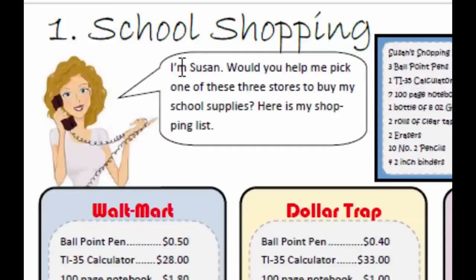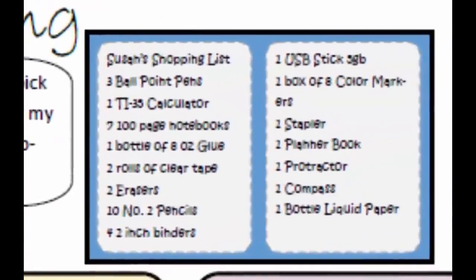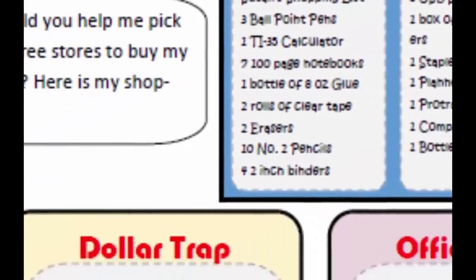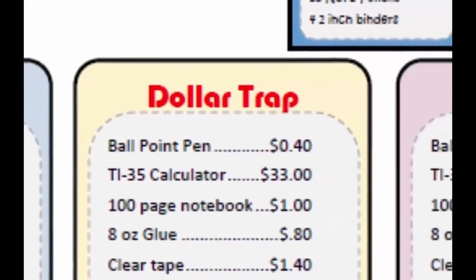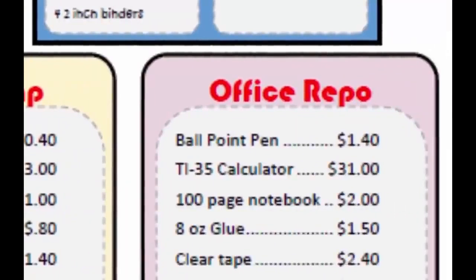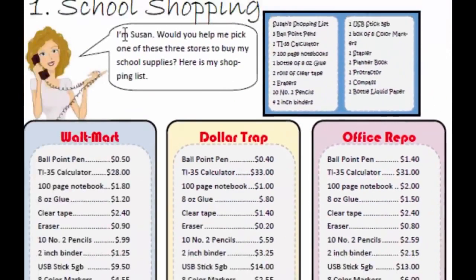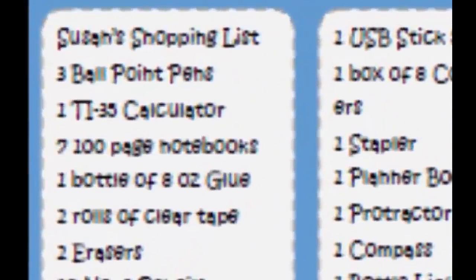Here's my shopping list. To the right of the shopping list, you can see all the items that Susan would like to buy. Her choices are Walmart, Dollar Trap, and Office Repo. Each price is listed below, and then the number of items she would like to buy is listed on her shopping list. So for instance, 3 ballpoint pens.